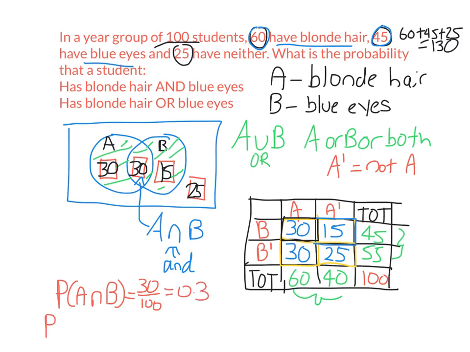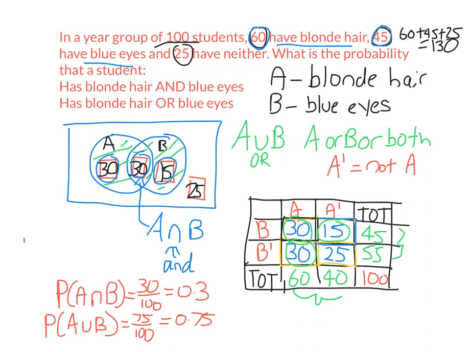So the probability a student has blonde hair or blue eyes. So that means blonde hair, blue eyes, or both. So that's these 30 plus these 30 plus these 15 kids. Here in the two-way table, it's these three numbers. So these 60 people have blonde hair, but we also have to include the 15 that have blue eyes but don't have blonde hair. So 30 plus 30 plus 15 gives you 75. So it's 75 over 100, which is 3/4 or 0.75. That's the probability a student has blonde hair or blue eyes.